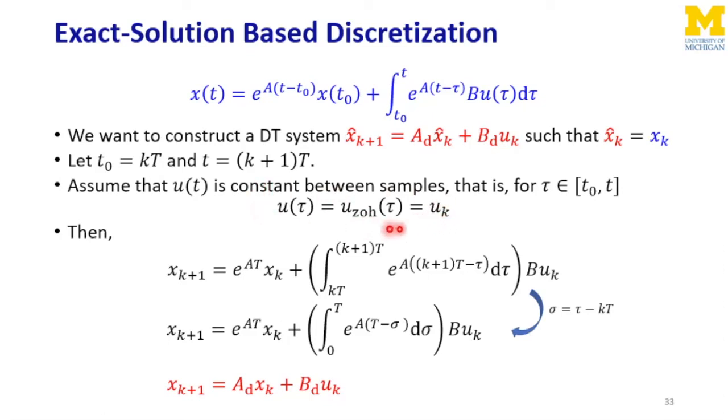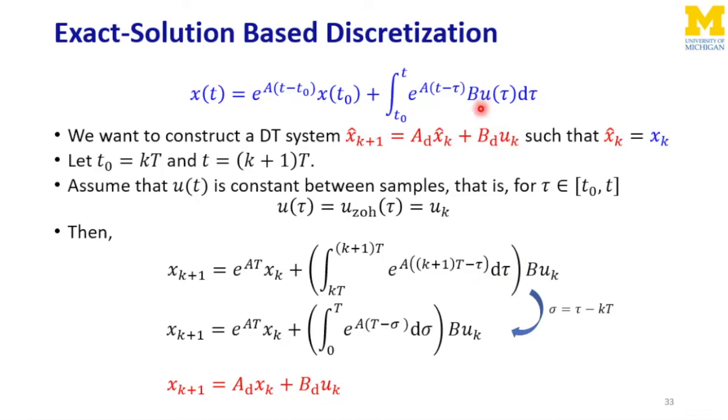So if we use this input in this integral, we can actually take this u of tau out, because u of tau for all tau between the limits of the integration is constant. So we can take this B u tau out, and u tau we can replace with uk. So, okay, let's start with each term. The first term, e to the A (t minus t naught), if we substitute t and t naught into this equation, we get AT. So we have e to the AT xk. And the second term, which is the integral, looks like this.